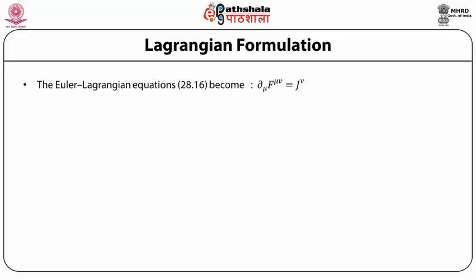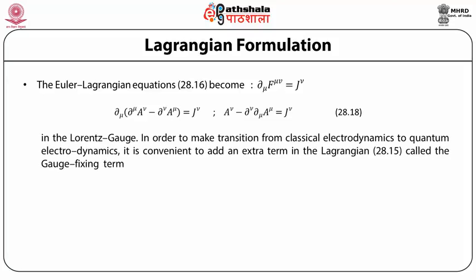The Euler-Lagrange equation given by equation 28.16 becomes ∂_μ F^{μν} = J^ν, or ∂_μ(∂^μ A^ν − ∂^ν A^μ) = J^ν, or I can say the d'Alembertian of A^ν − ∂^ν(∂_μ A^μ) = J^ν, which in the Lorenz gauge reduces to the d'Alembertian of A^ν equals J^ν.